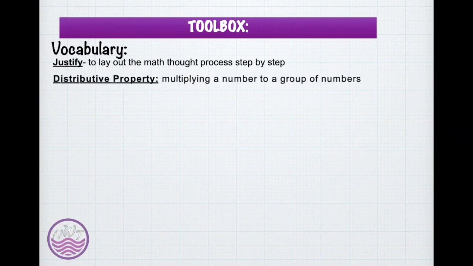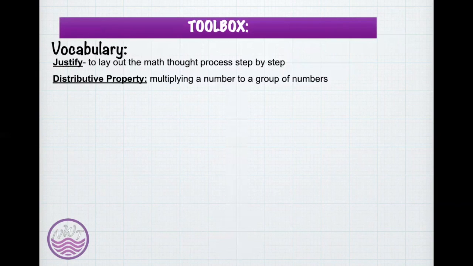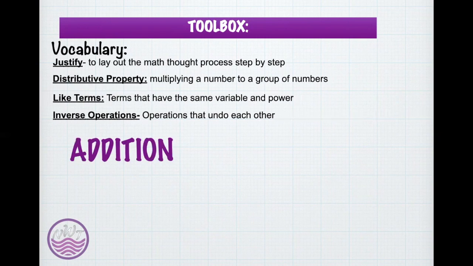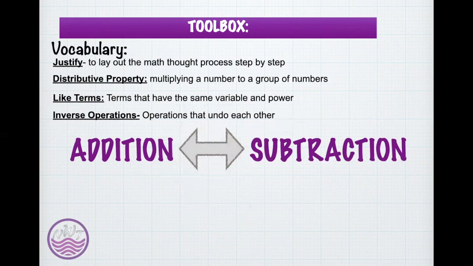The next vocab word is distributive property. Distributive property is when you're multiplying a number to a group of numbers. The next one is like terms, terms that have the same variable and power. Again, remember a variable is a letter, X, Y, Z kind of thing. And the next one is inverse operations, and that is operations that undo each other. So looking at that, addition goes with subtraction, and also vice versa.